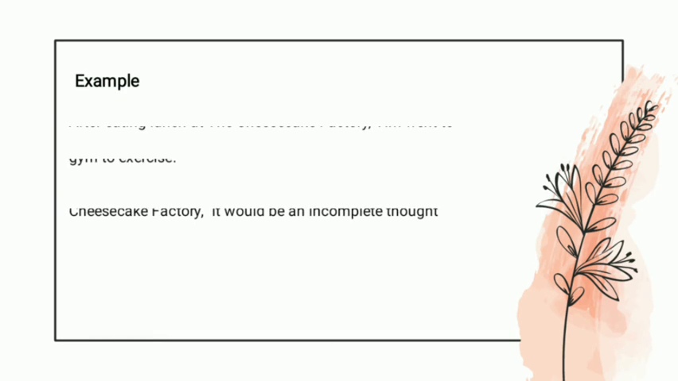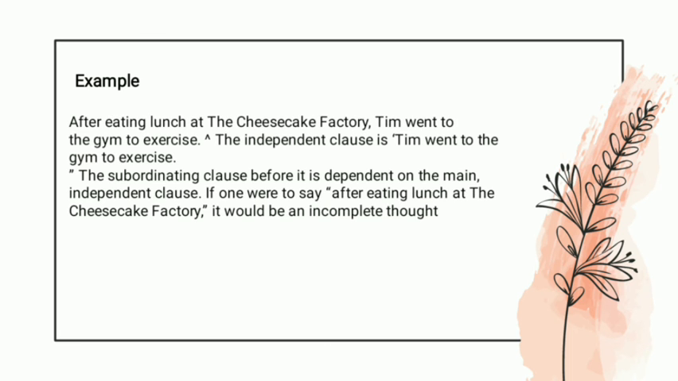For example, after eating lunch at the Cheesecake Factory, Tim went to the gym to exercise. The independent clause is Tim went to the gym to exercise. The subordinate clause before it is dependent on the main independent clause. If one were to say only "after eating lunch at the Cheesecake Factory," it would be an incomplete thought.